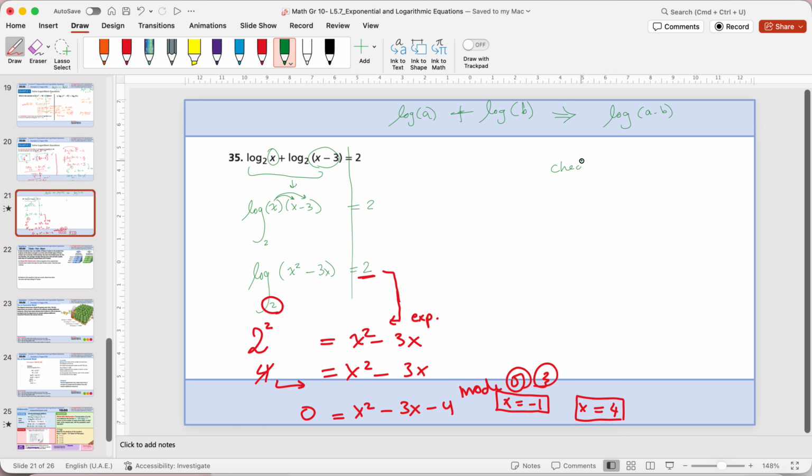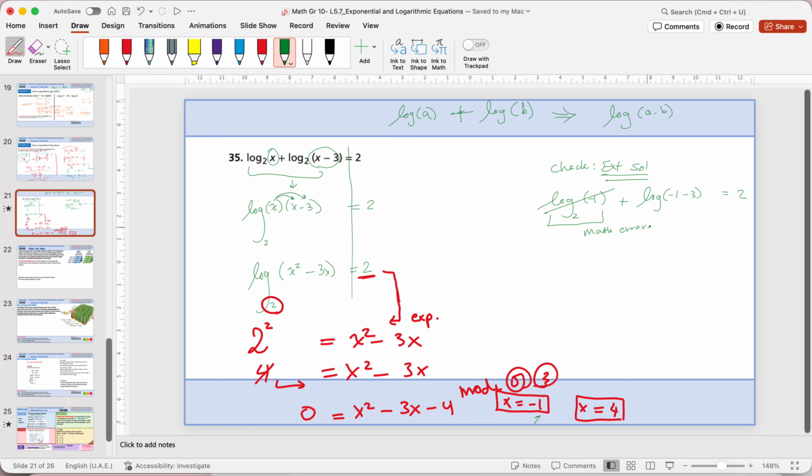So how do you check extraneous solutions? Again, take your original equation, log base 2 of x. Now check negative 1. The moment you see that you put a negative number directly inside the log, that's a very red flag, a very extraneous solution. If you put this in the calculator, you will get a math error.